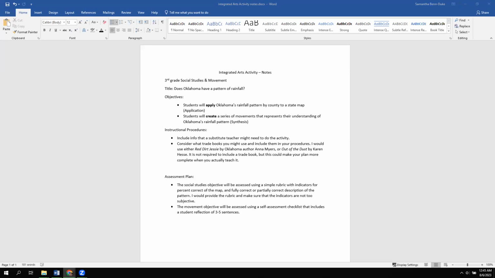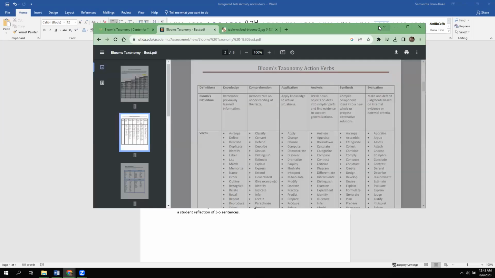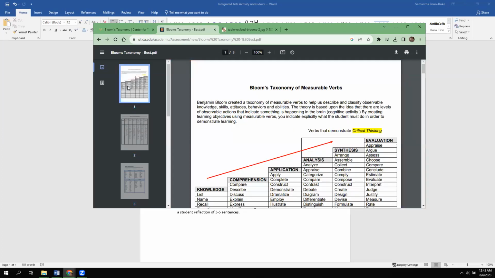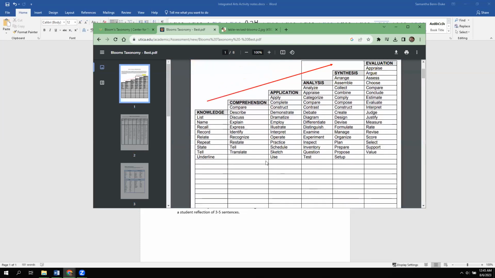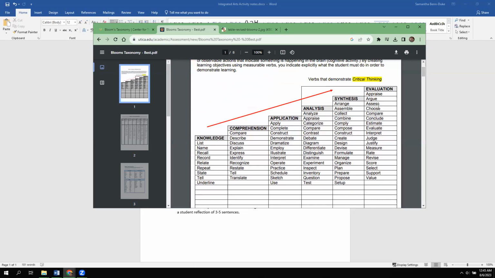In doing this, I referred to Bloom's taxonomy. You can Google, you can find all kinds of examples of these. I found a document that I really like here. I like how this one shows how they step up from knowledge all the way up to evaluation.